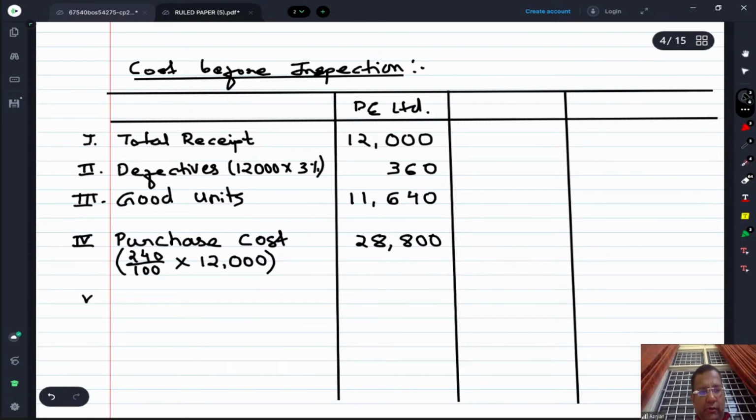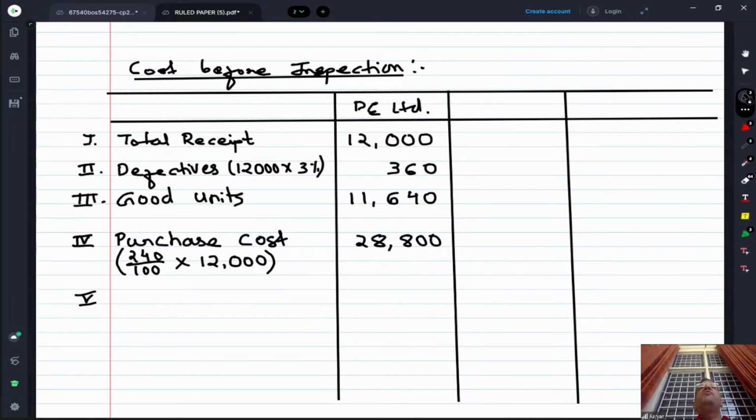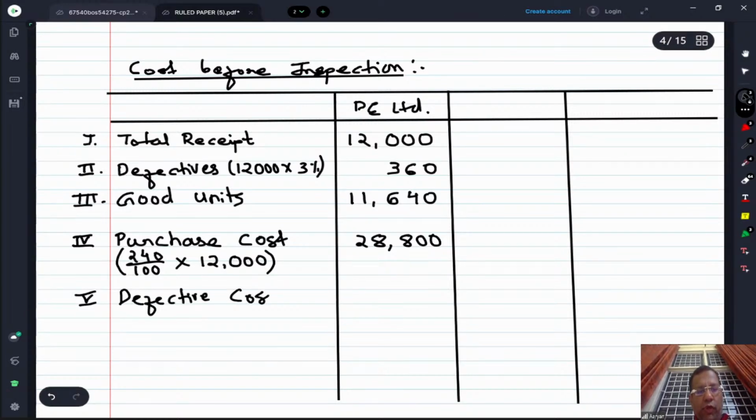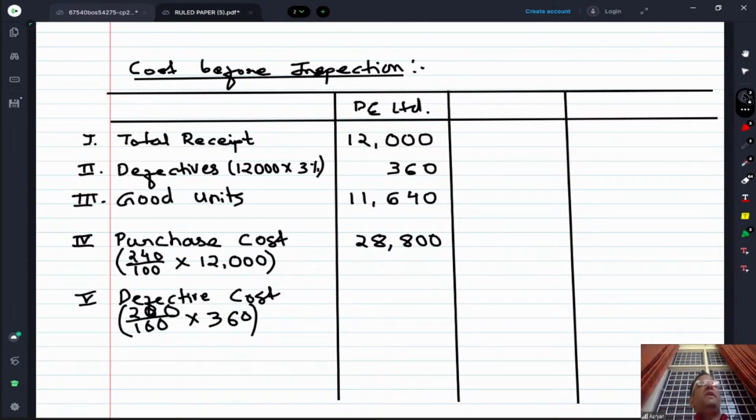Okay, beta. Will inspection cost be added in this statement? No, because it's cost before inspection. But defective cost will be added. What is the defective cost? It's 200 rupees per 100 units, per 100 defective units. Okay, so what is the number of defective units? It is 360. So 360 multiplied by 2 rupees, because 200 divided by 100 is 2 rupees, it will be 720 rupees. Okay, now communicate to me the total cost.